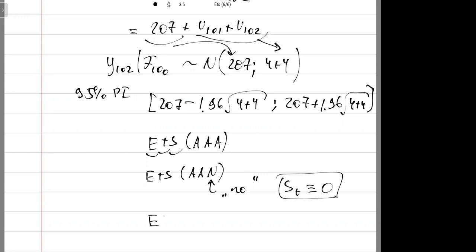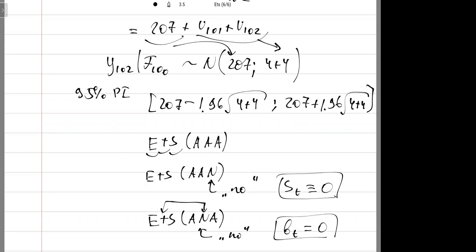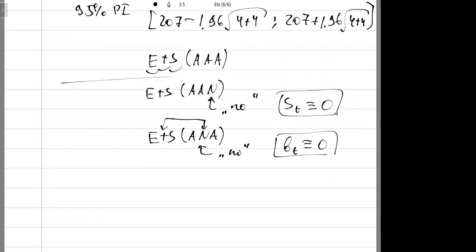Or you may switch off trend, so you may have the ANA model. T is the second letter: first is error, second is N. That means you switched off BT, so BT is 0. Instead of an equation for BT, we have a simple equation. So we have considered the AAA model, but there are many variants.